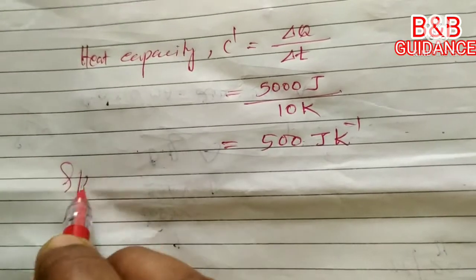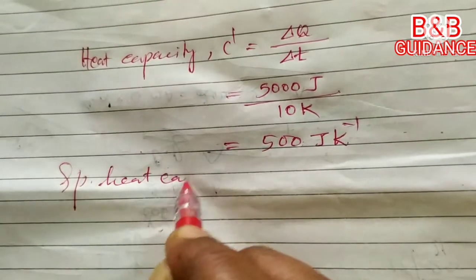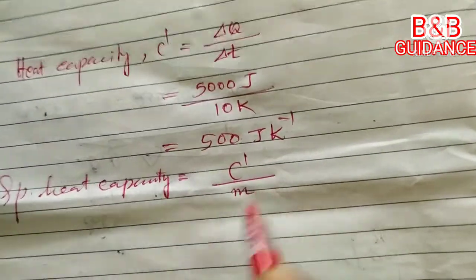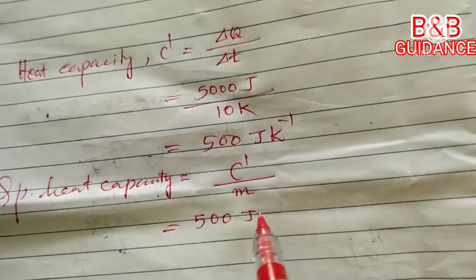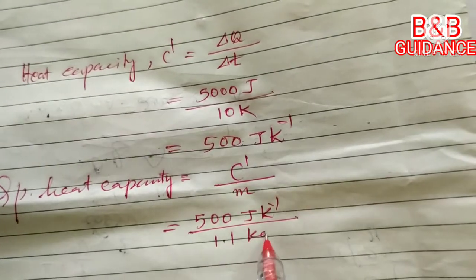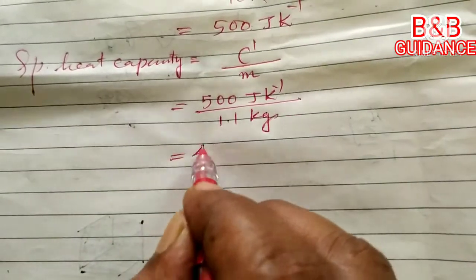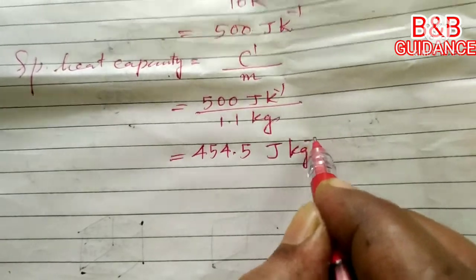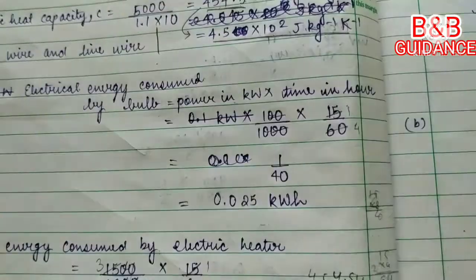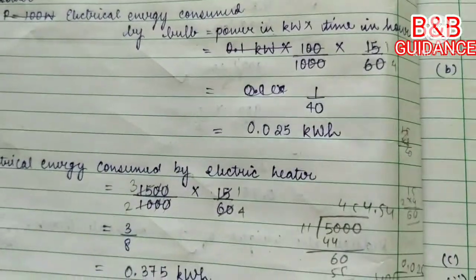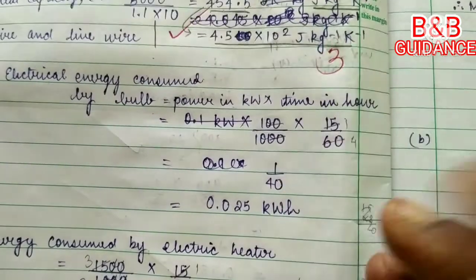this specific heat capacity is nothing but heat capacity divided by mass. So it is 500 joule per Kelvin divided by 1.1 kilogram. On simplifying, you would get the same answer, 454.5 joule per kilogram per Kelvin. Well, it is correct anyway, 3 marks.